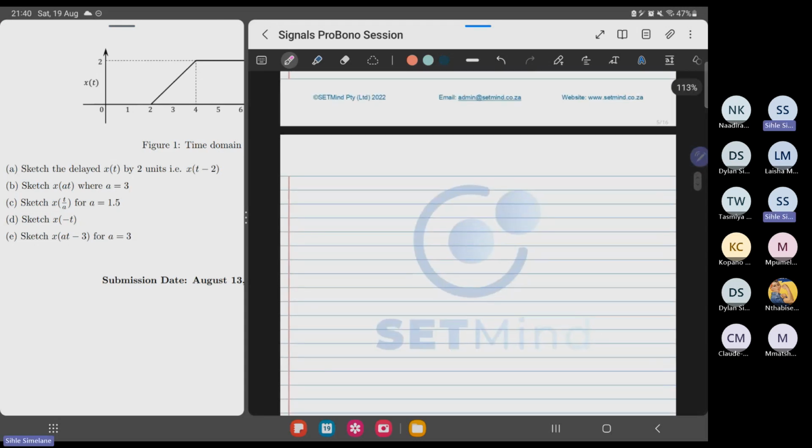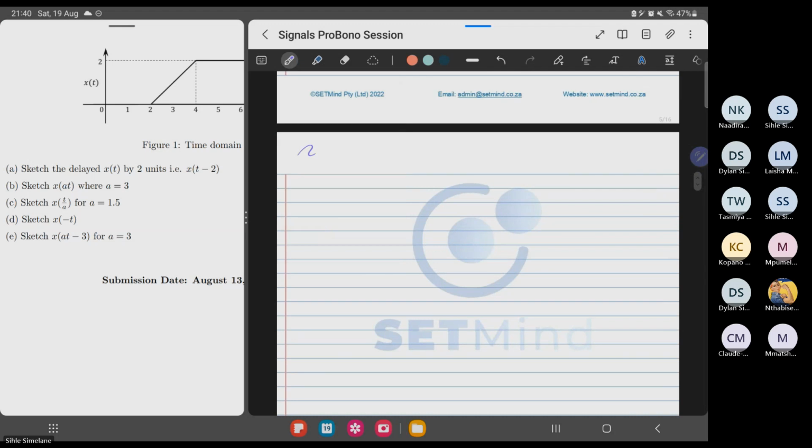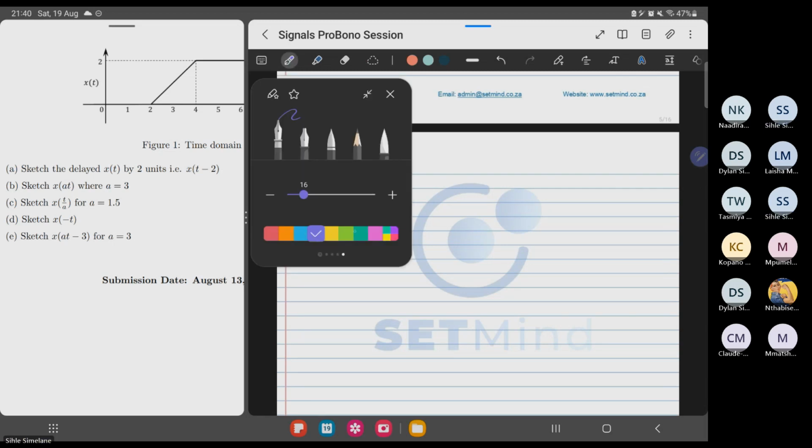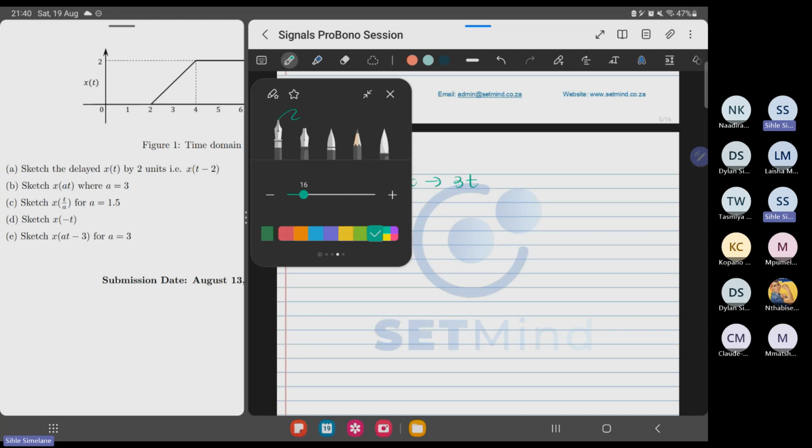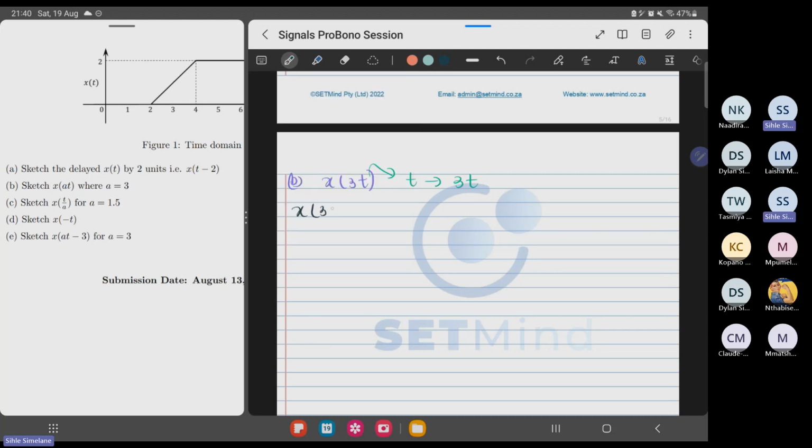So let's quickly look at B. For B, they are saying we need to sketch x of 3t. So meaning wherever you see t, go and put 3t. So we have two options here. Let's rewrite our x of t, our x of 3t.